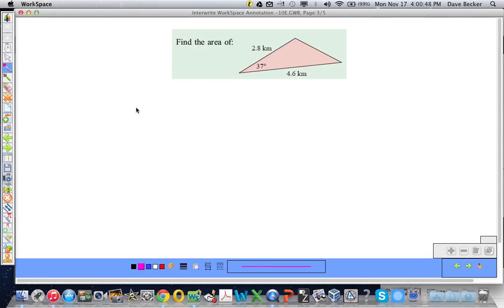So let's do it here. Find the area of this triangle. So area equals 1/2.